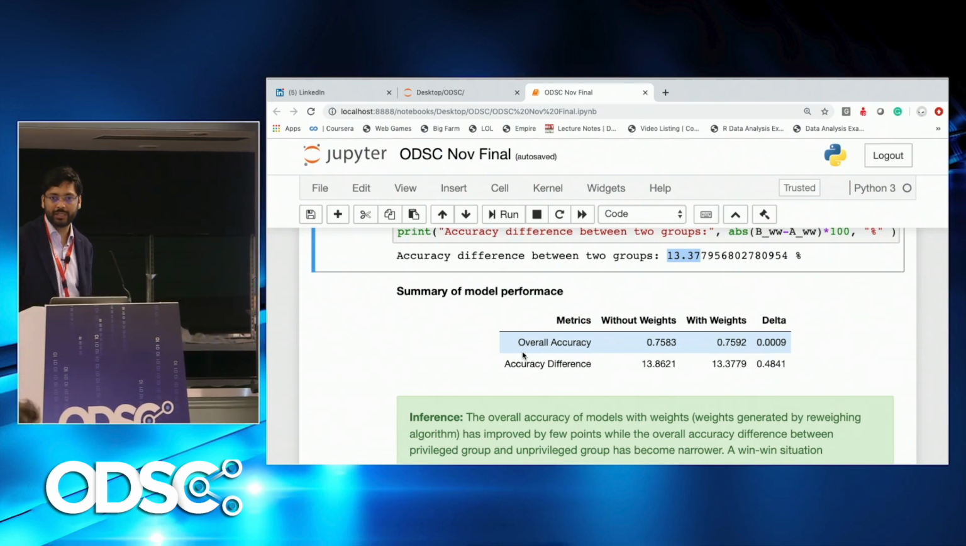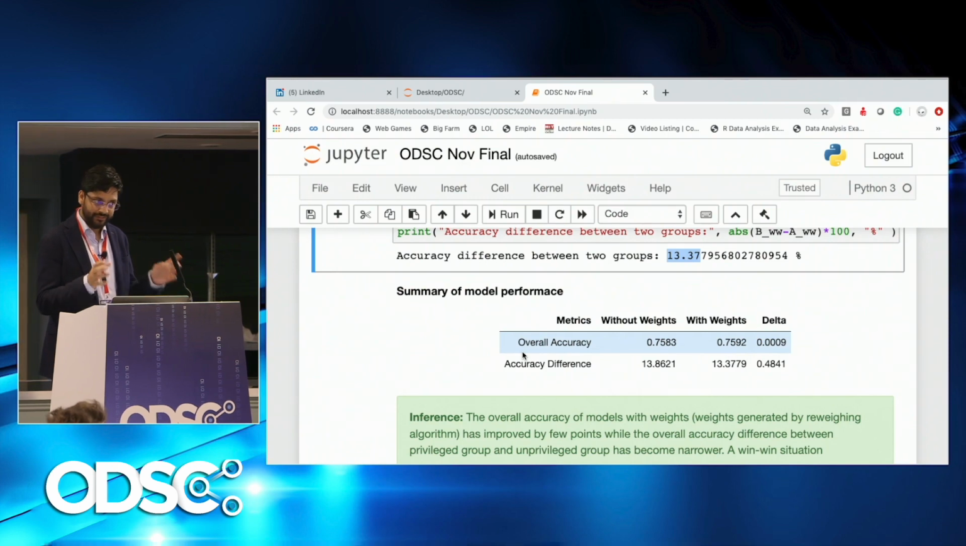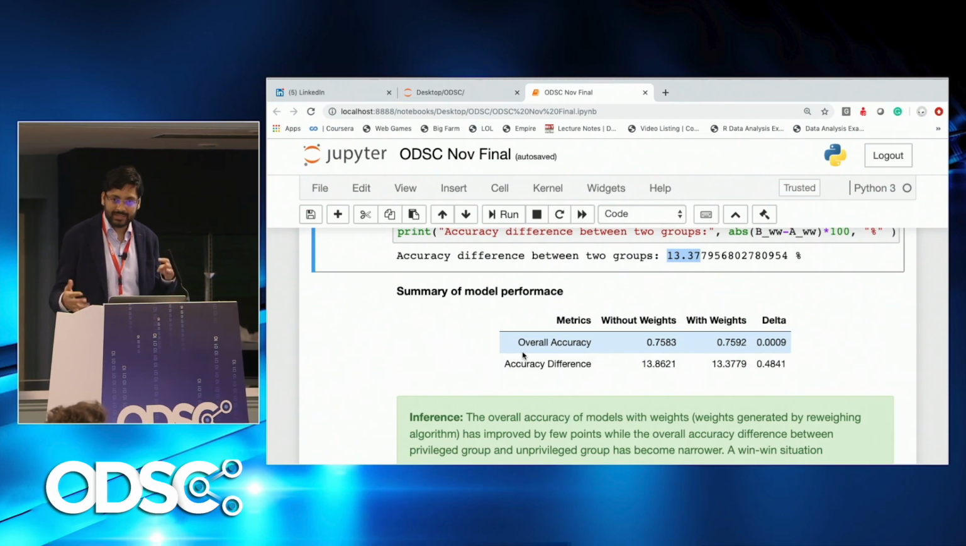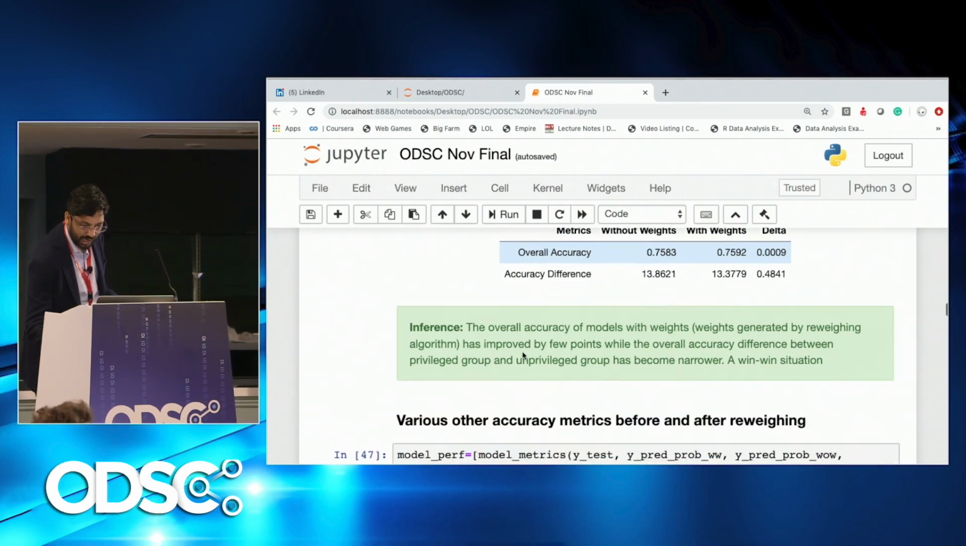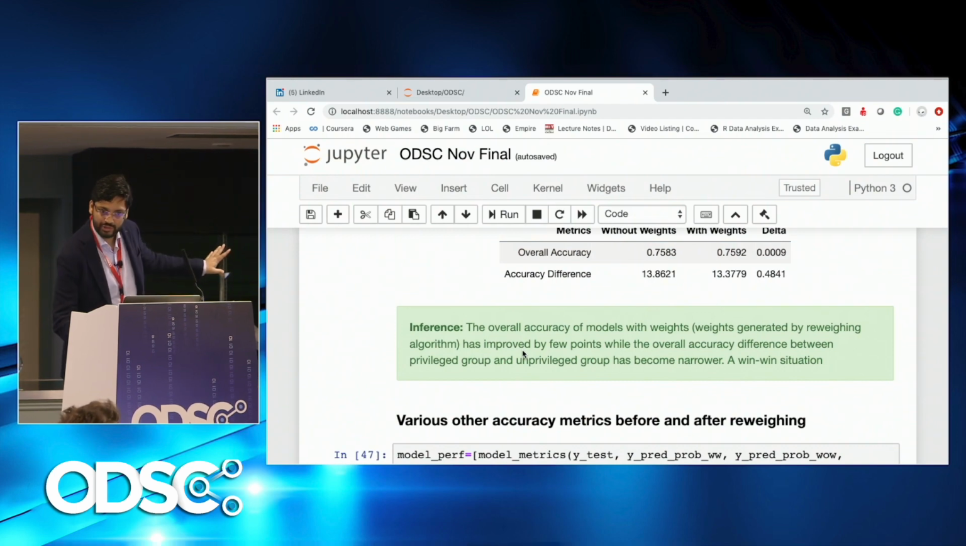So is it a good thing or not? We increased the accuracy, but that was not the goal of the entire session. The goal is to decrease the unfairness. So have we decreased it here? The difference between male and female accuracy initially was 13.86, now it is 13.77, which has decreased. Thus it is a good thing. So this is a win-win situation: my accuracy goes up, my accuracy difference goes down.